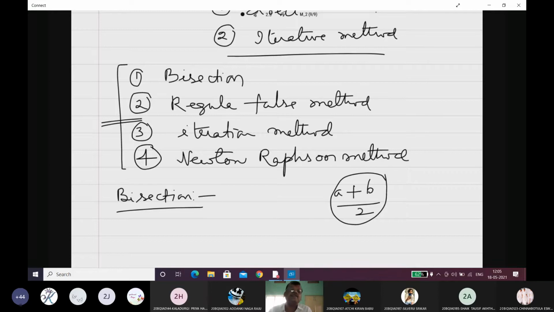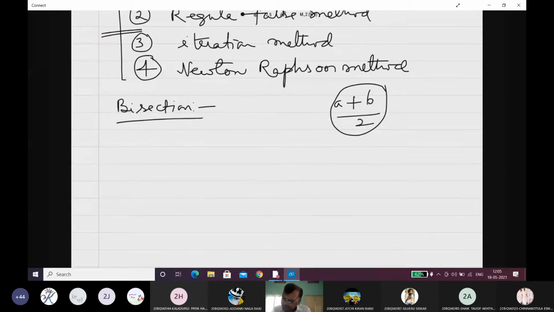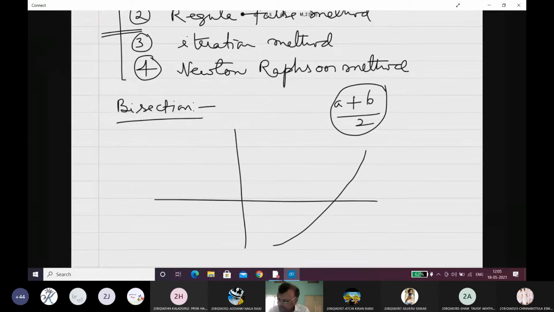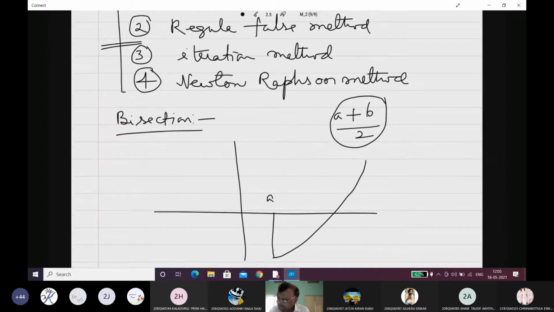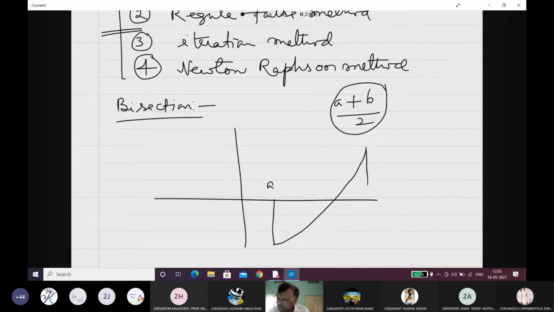Which theorem? The intermediate value theorem. What is the intermediate value theorem? Suppose the function f of x is continuous between two values, say this is the value a and this is the value b. Observe, all of you. It is very easy to see graphically. This is the function, y is equal to f of x, the given function. We need to find the root between a and b, by taking the values f of a, substituting a, and f of b, substituting b.